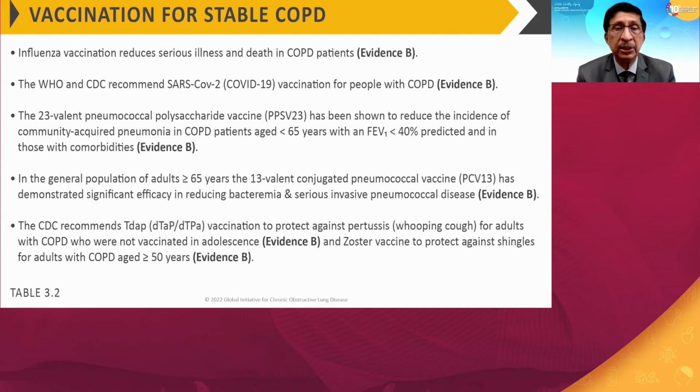In the general population of adults more than 65, the 13-valent conjugated pneumococcal vaccine has demonstrated significant efficacy in reducing bacteremia and serious invasive pneumococcal disease. The CDC, not to forget, recommends even tetanus vaccination to protect against whooping cough, especially for patients with COPD who are not vaccinated in adolescence. And also the herpes zoster vaccine has been recommended in this elderly age group.